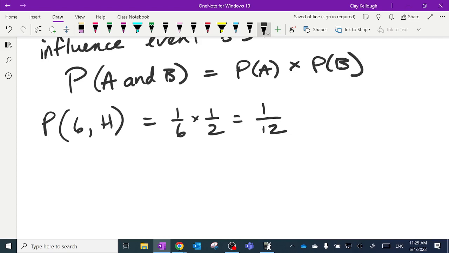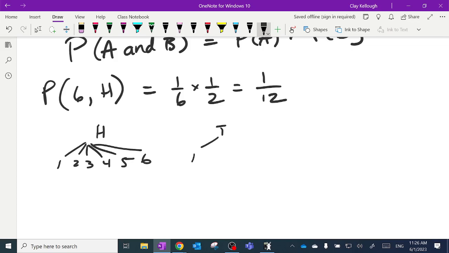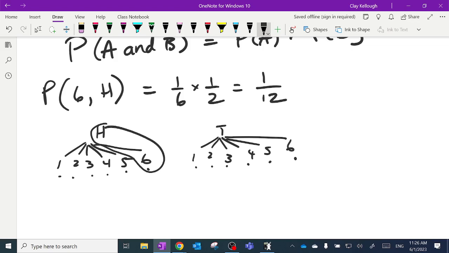That looks like too small a number. Let's check it with a tree diagram. Let's do the coin first. My coin could be heads or tails. And then after flipping the heads, I could get a 1 on the die, or a 2, or a 3, or a 4, or a 5, or a 6. After flipping the tails, I could get on the die a 1, a 2, a 3, a 4, a 5, or a 6. There are 12 outcomes. One of them is a heads and a 6. It works. Multiplying fractions saves you having to make a tree diagram.